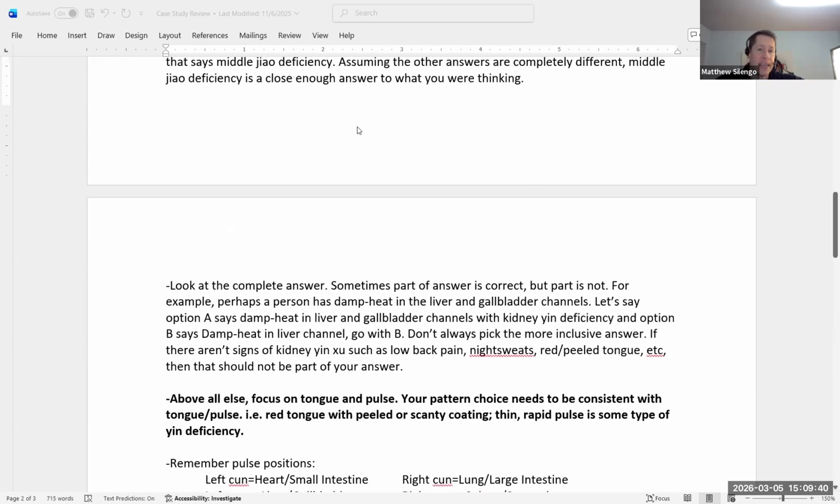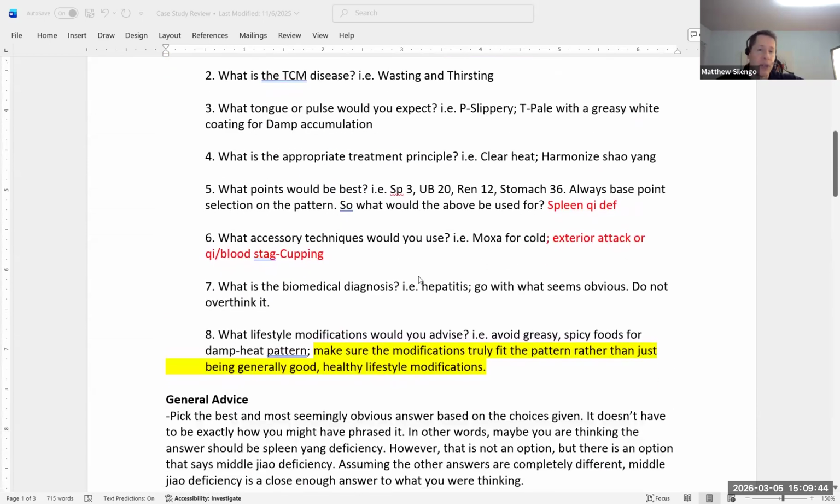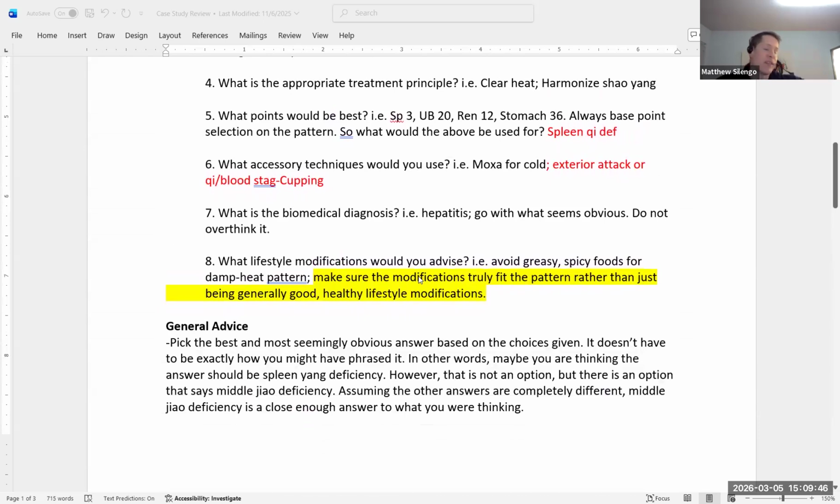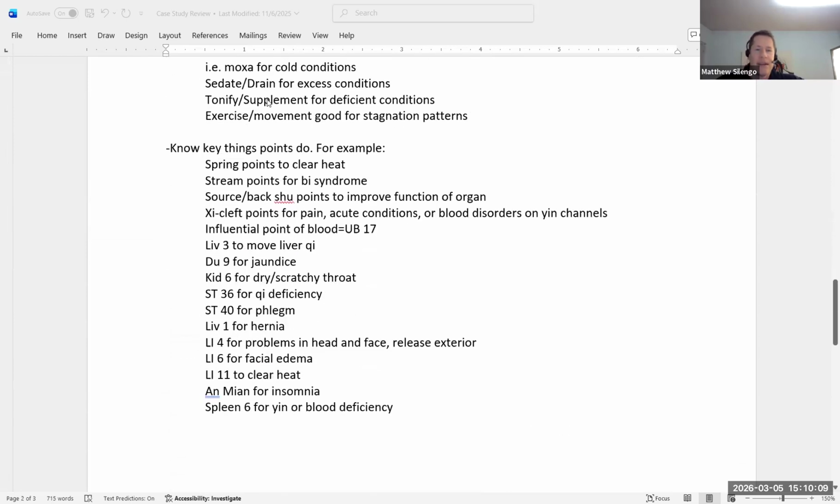And sometimes, when they give you the point combinations, they will specify. For example, there might be 2 options that are almost exactly the same, except one option lists spleen 3, UB20, Ren 12, and stomach 36, and it says tonify those points. And then the other option lists those same points and says sedate those points. And I mean, hopefully that's pretty obvious. If you're treating spleen Qi deficiency, you want to tonify. So yeah, hopefully that stuff is pretty much common sense at this point.